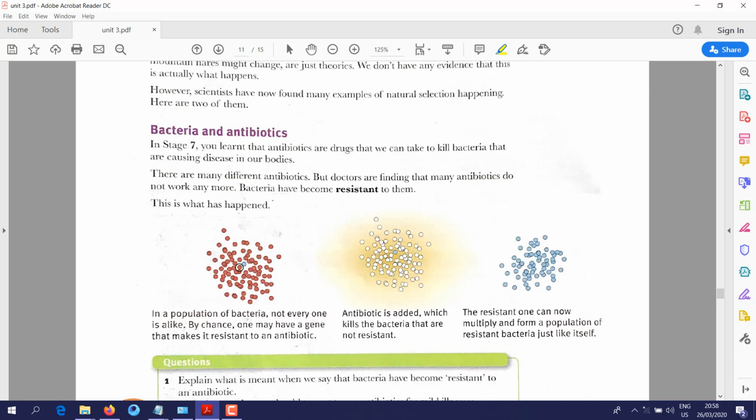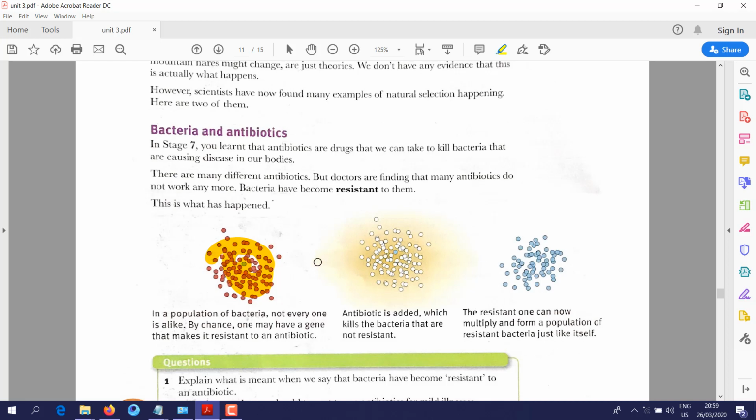But sometimes one kind of bacteria, look at this one, will be resistant to this antibiotic. What does that mean? This antibiotic will not be able to kill it. Here the antibiotic is added, which kills the bacteria that are not resistant. So the red bacteria, all of them died, but the blue one did not. At the end, the resistant one can now multiply and form a population of resistant bacteria just like itself.